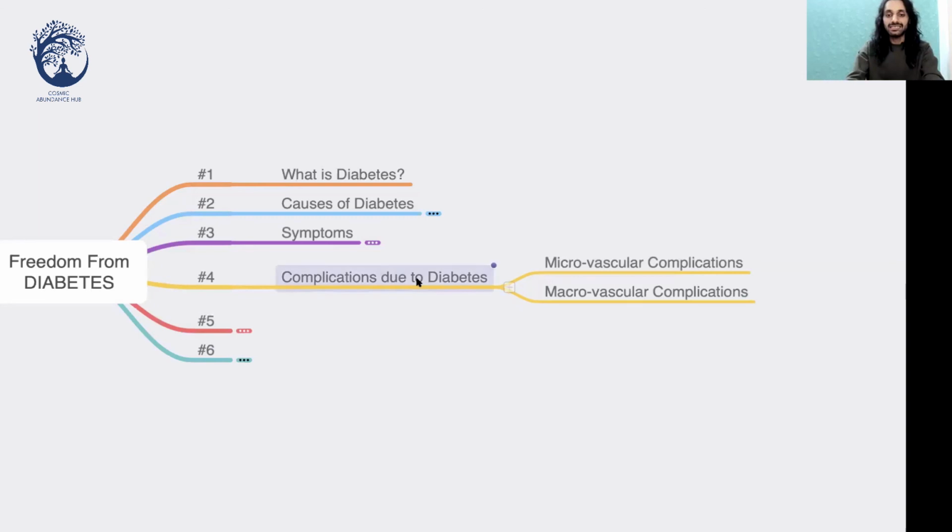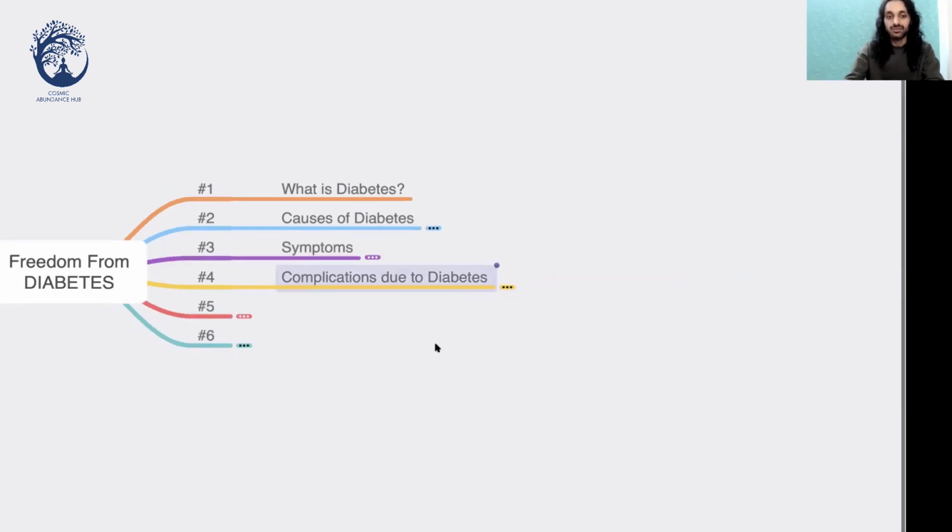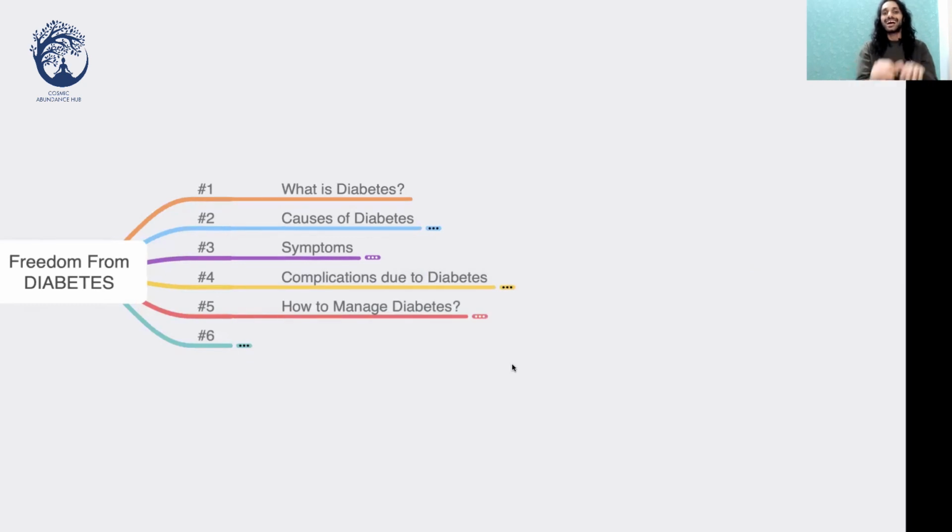So we have completed the complications of diabetes. We have understood so far what diabetes is, the causes of diabetes, the symptoms, the complications. And now let's go to the fifth part, which is how to manage diabetes, because everybody is asking, can it be cured?